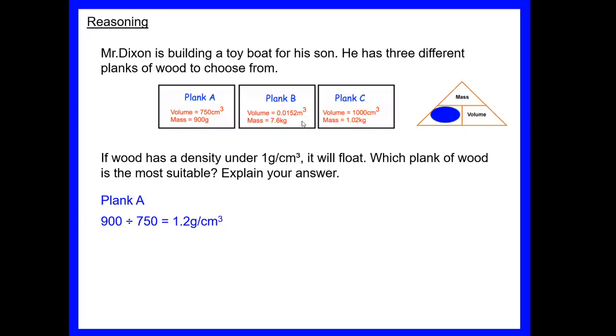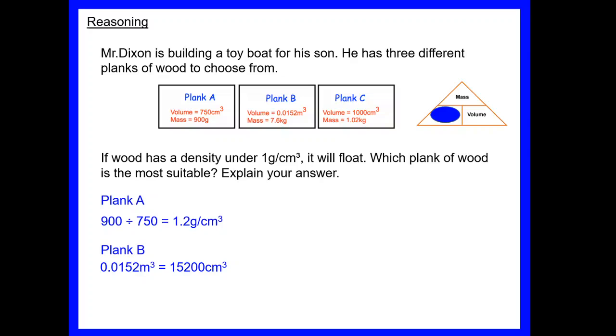So we're going to need to change both of those before we can start doing our calculation there. So for plank B, if I want to change 0.0152 metres cubed, remember I need to times that by 100, then 100, then 100 again, which gives me 15,200 centimetres cubed. So use your calculator for these sorts of calculations.